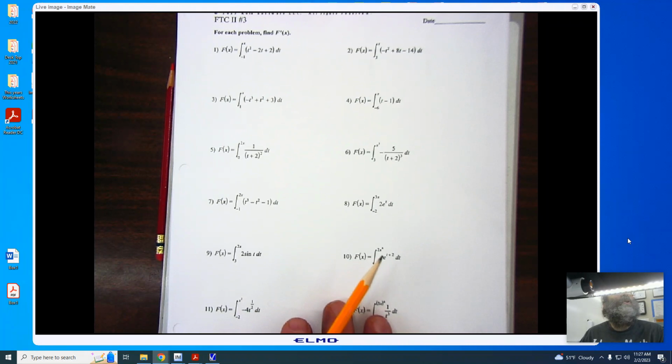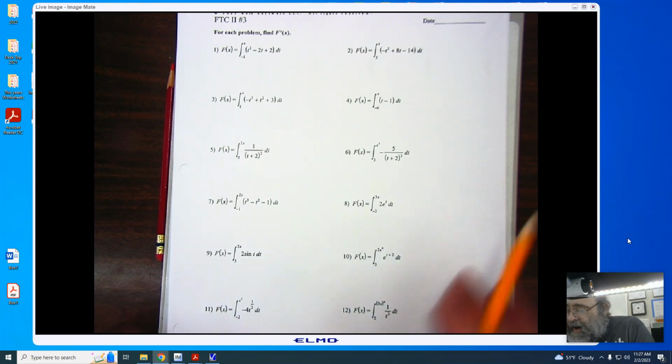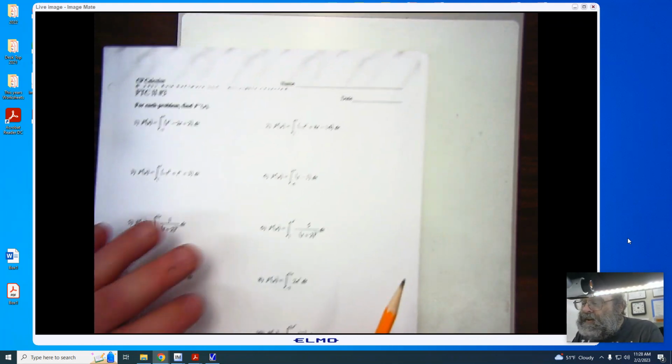Be aware, this is the worksheet. If you want to take a moment to get a screenshot, I am going to be doing 2, 4, 6, 8, 10, and 12 right now. Alrighty, let's take a look at number 2, please.